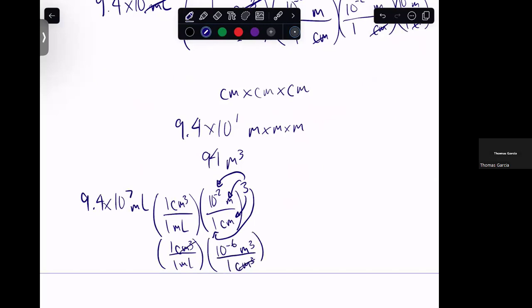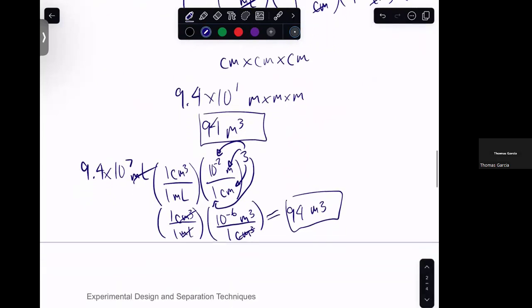And then we can get our nice little cancellations, and we still get 94 meters cubed, sorry, just 94 meters cubed. Either way, both good ways to do it. I prefer the bottom one.